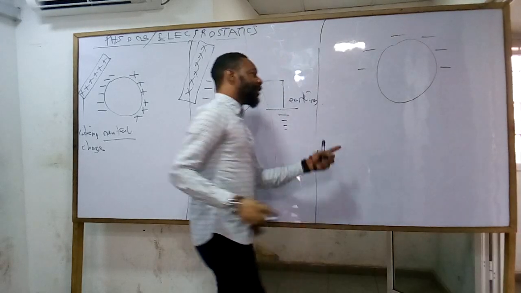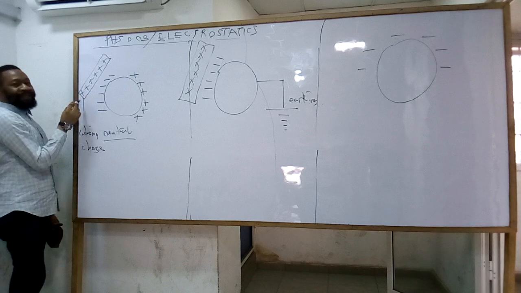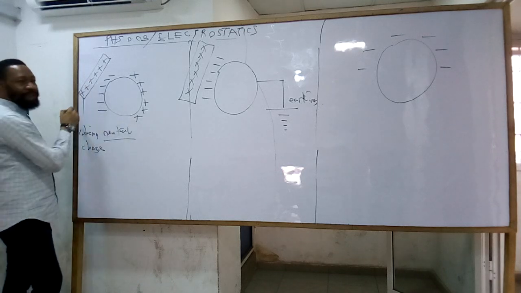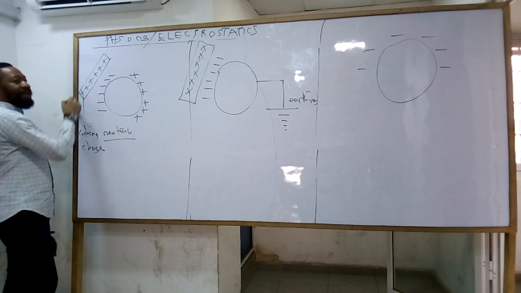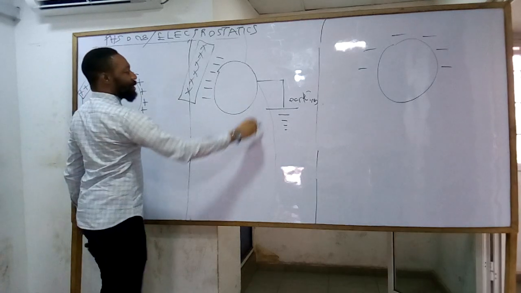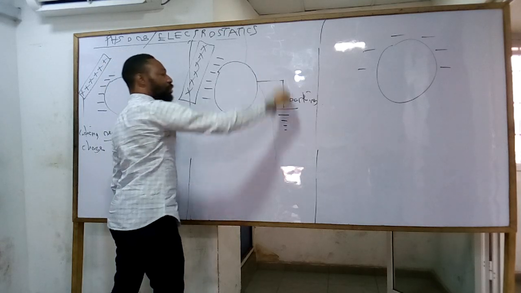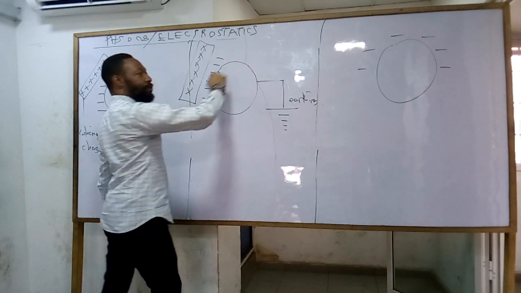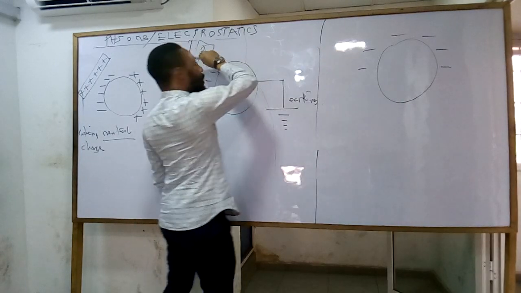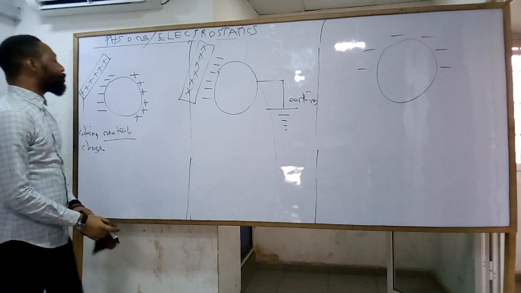Simple. If I want to charge the body positive by induction, I'll follow the same procedure, but I'm going to start with an opposite inducing charge. Once I put a negative rod here, it's going to attract the positive and repel the negative away. Then I do my earthing, which is different in such a way that the electrons can go to the earth on their own without electrons coming from the earth. Eventually I remove my inducing charge, then I achieve positive.